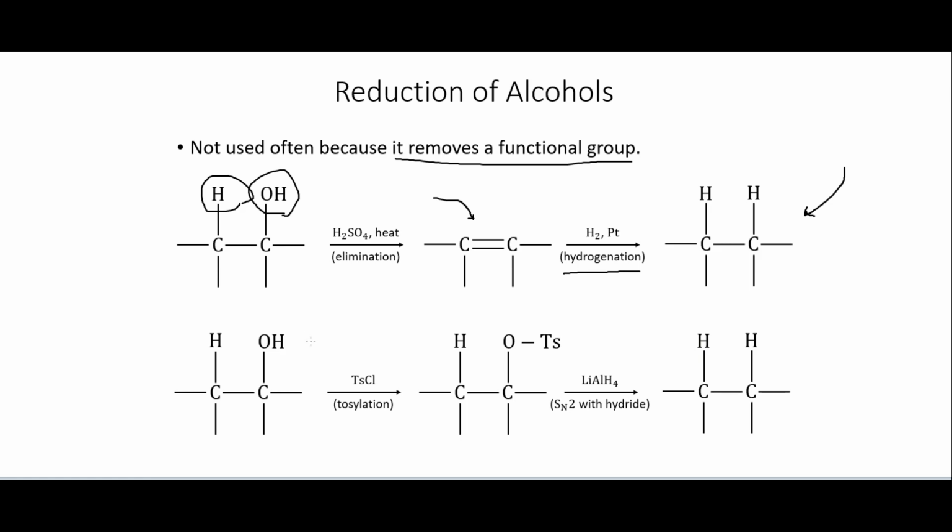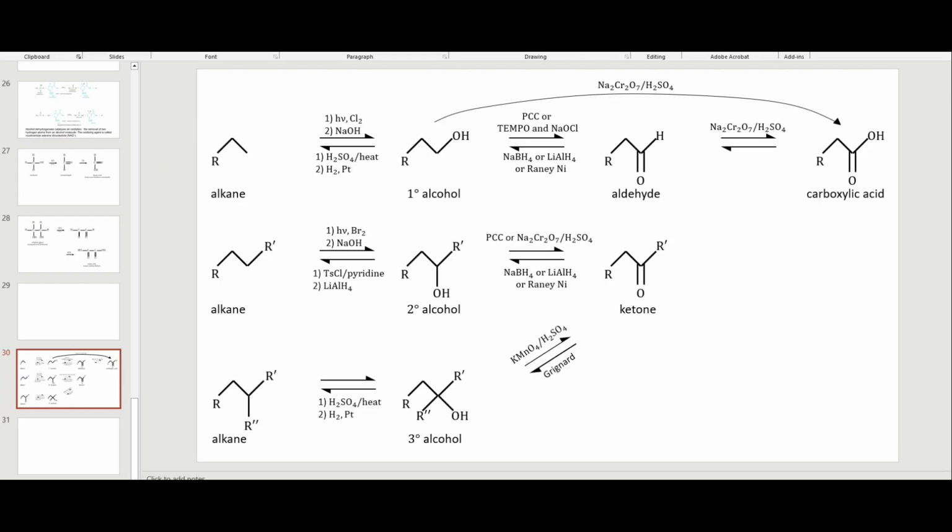Or we can tosylate it here, and then we can bring in something like lithium aluminum hydride, do an SN2 with the hydride, and generate this alkane right here. So that is reduction of the alcohols. And so I've made this little cheat sheet here of a lot of the oxidations and reductions that we can do with alcohols. So we can start over here.